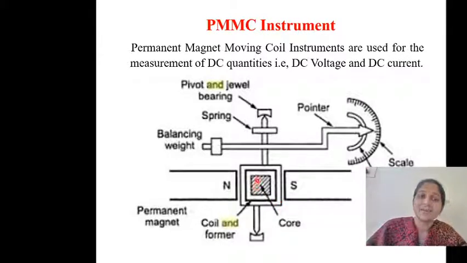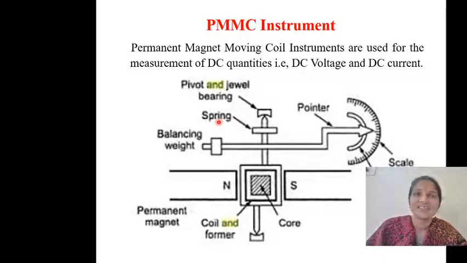This aluminium former is placed on the spindle. The vertical line shown here is the spindle. This spindle is placed between the pivot and jewel bearings for the support, and there are springs attached to the spindle. You might have heard in the last class, why are springs used? These are used to produce the controlling torque.